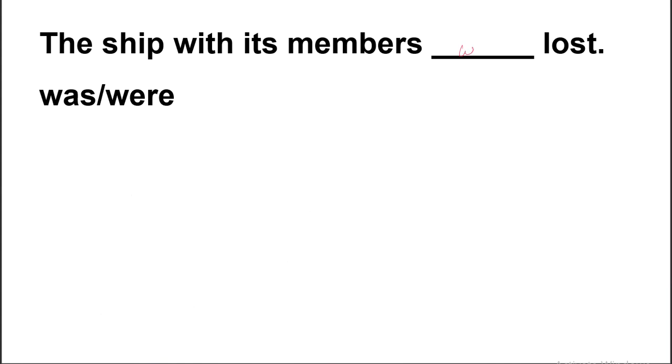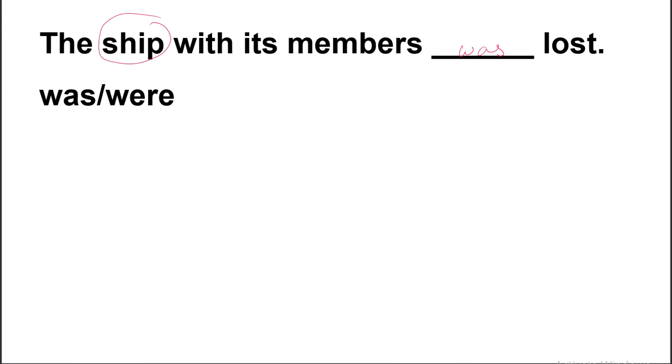Moving on to the next one: the ship with its members dash lost. The right answer here is "was lost." Why? You have to understand whom we are talking about. What is the subject? The subject is what we are talking about in the sentence. We are talking about the ship and not its members. Since we are talking about the ship, which is singular, I have to go with a singular verb here, which is "was."